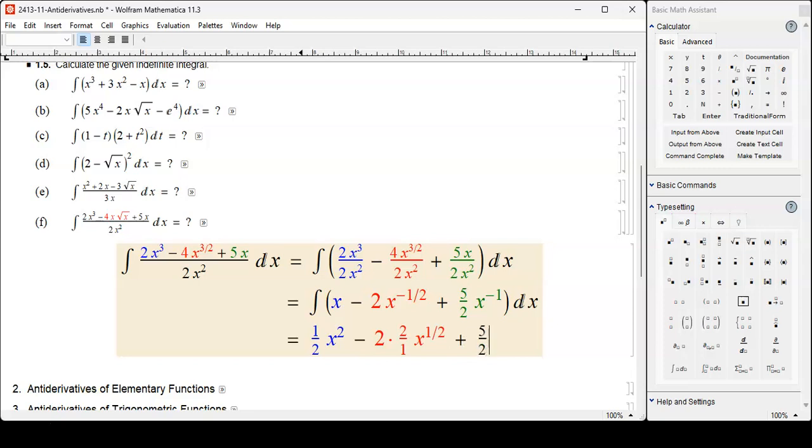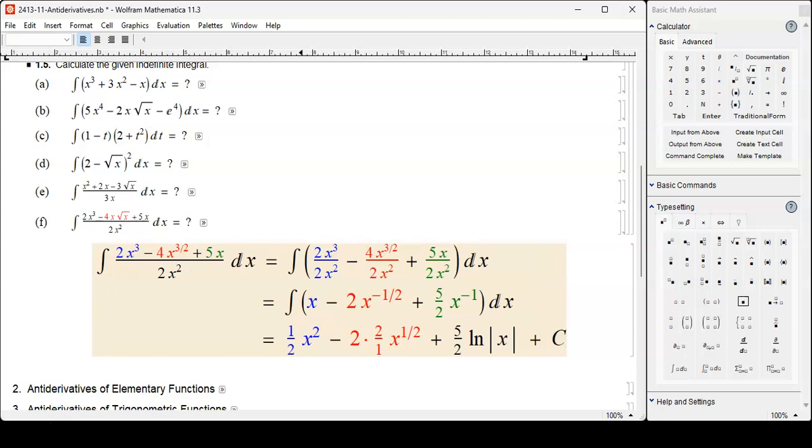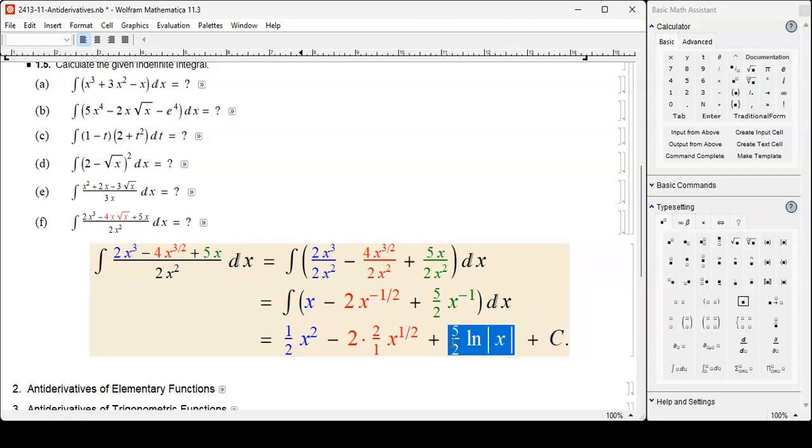5/2 is there before, and antiderivative of this, add 1 to the power, and then divide. Oh, I can't do that. I cannot divide by 0, so this doesn't work. It's something else. It's log of x. So that's green. And that completes the problem.